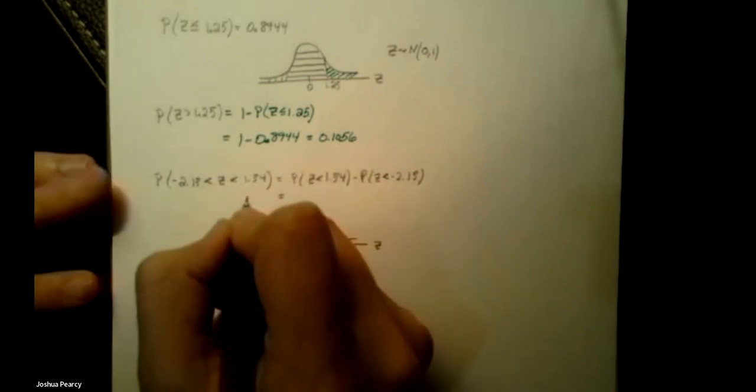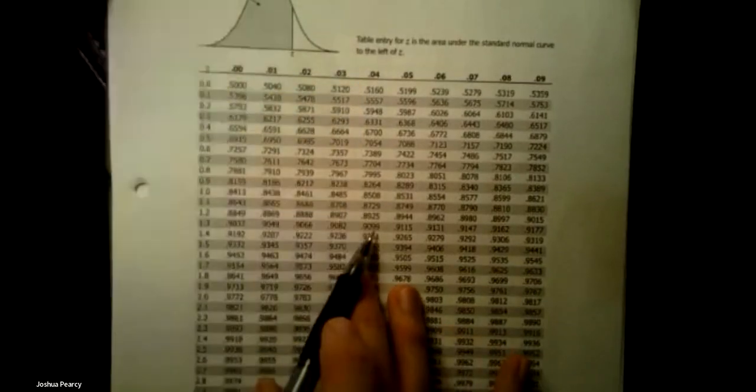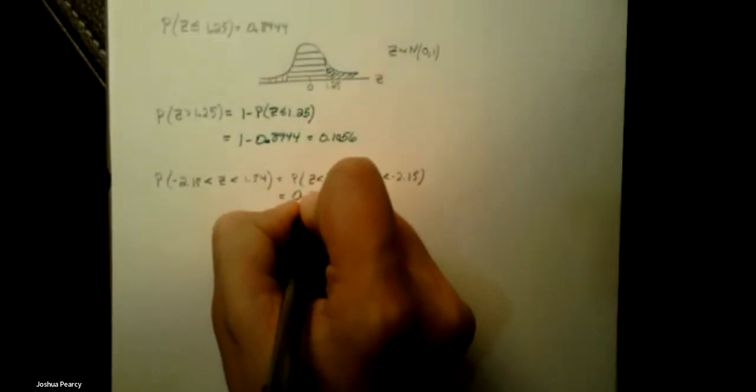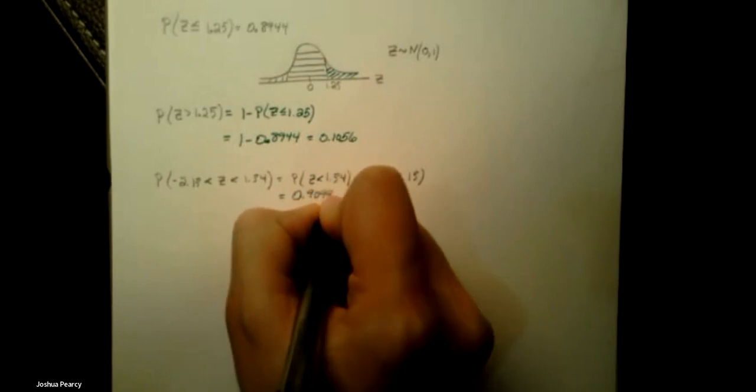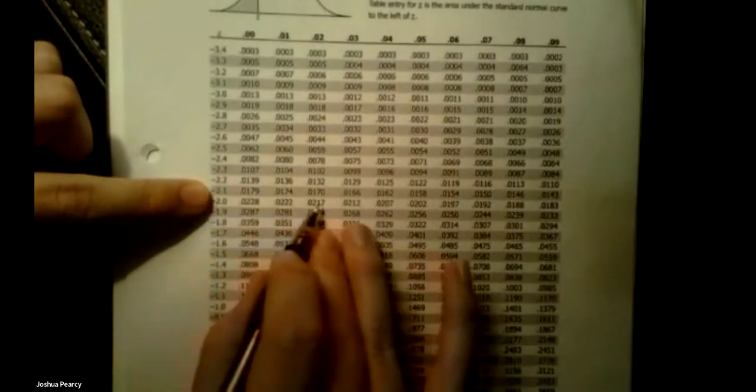And if I do that, I have no idea what they are because I just made this up. So I said 1.34. So we go 1.3 over to 0.04. That's 0.9099. Then the area to the left of minus 2.13. You go minus 2.1 over here and then up to 0.03, 0.0166.